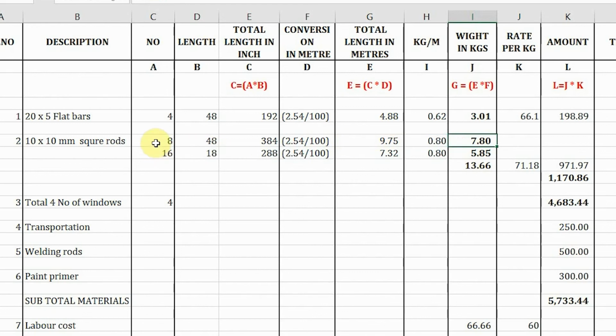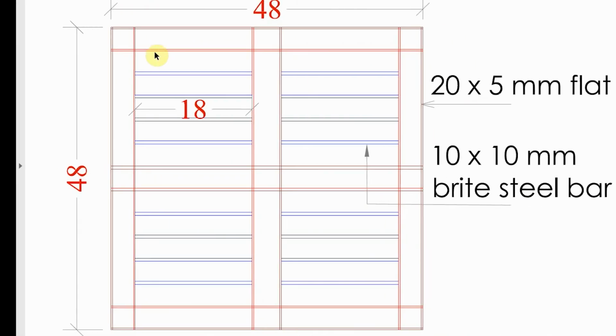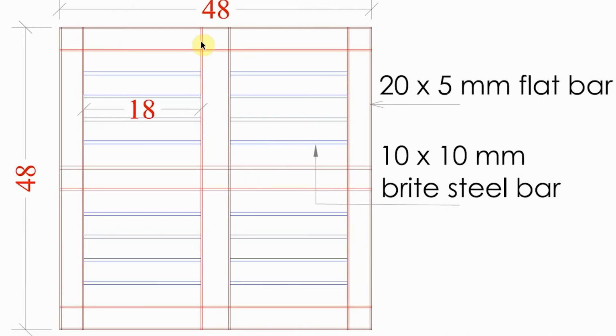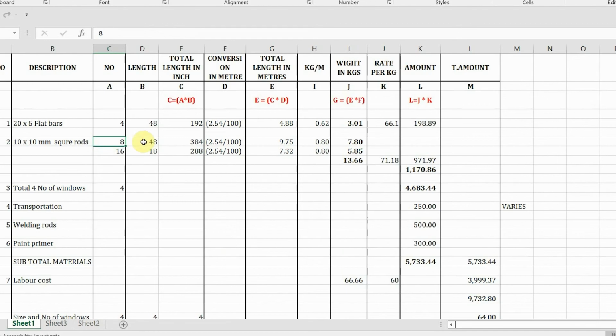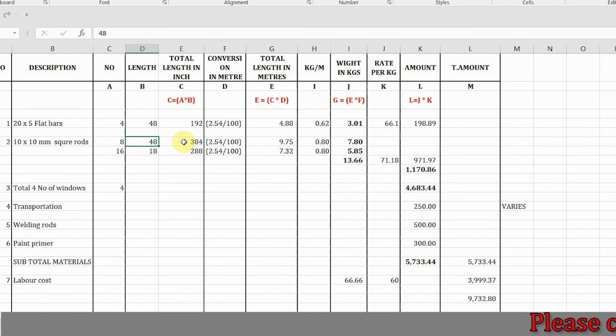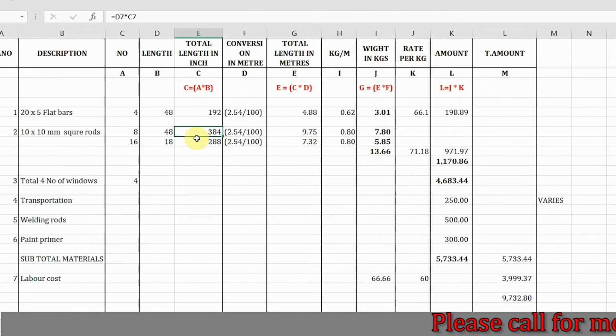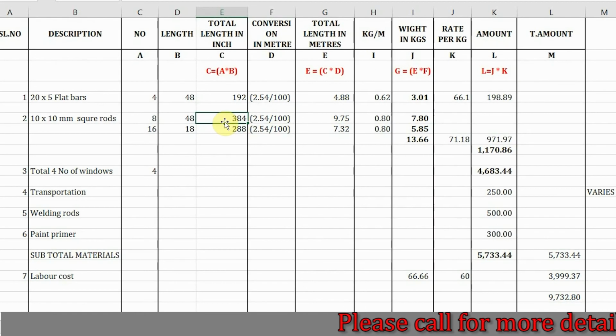So I'll explain one more time. This is a 10 mm by 10 mm rod. 8 numbers required. These 8 numbers we can get, the red color. 1, 2, 3, 4, 5, 6, 7, 8 number, and 48 inches. We multiply the numbers into the inches, and the total length in terms of inches came.